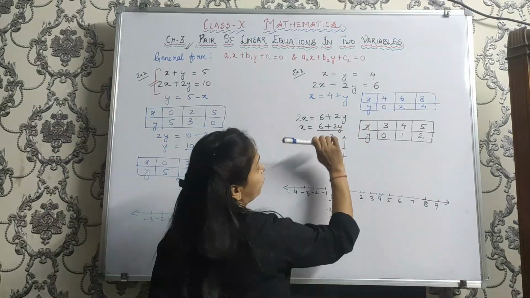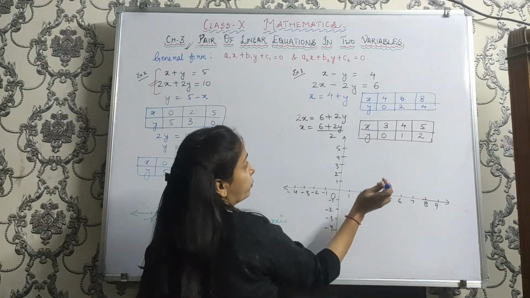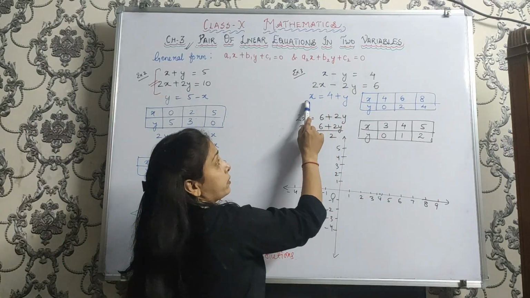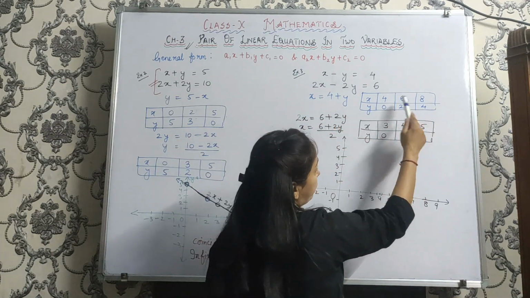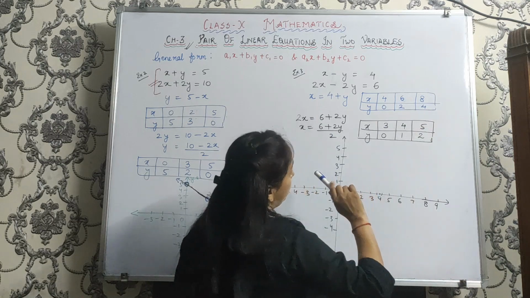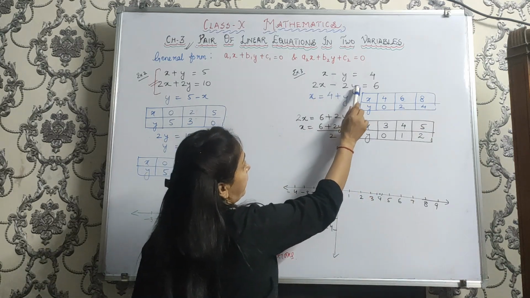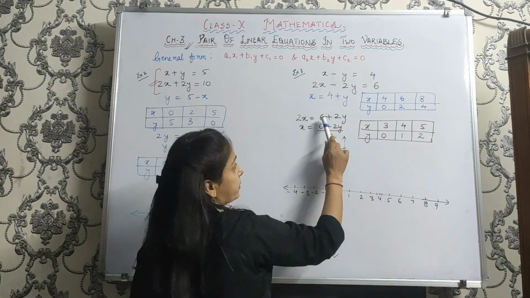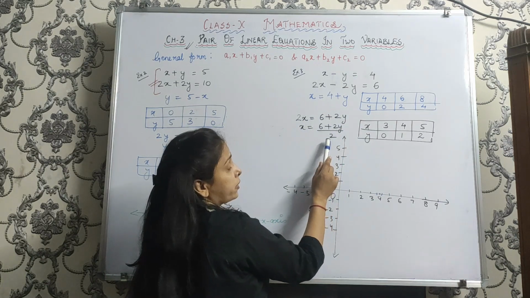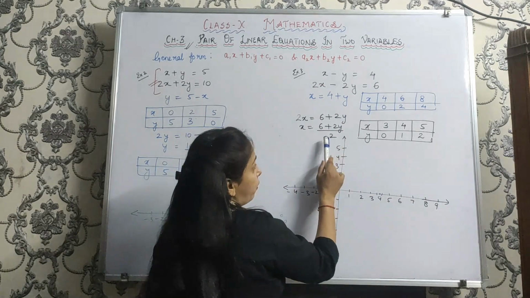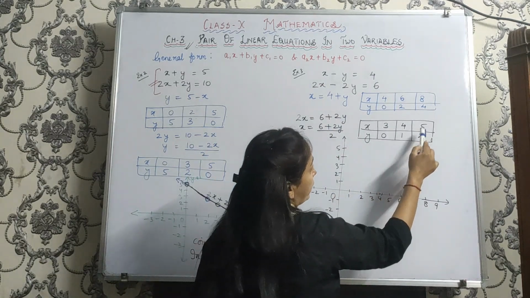x minus y is equal to 4 and 2x minus 2y is equal to 6. So from the first equation I can say x is equal to 4 plus y, जिसके पॉइंट्स आ जाएंगे 4, 0, 6, 2 and 8, 4. And second equation, 2x minus 2y is equal to 6. I can write this as x is 6 plus 2y upon 2. From here we get the points 3, 0, 4, 1 and 5, 2.